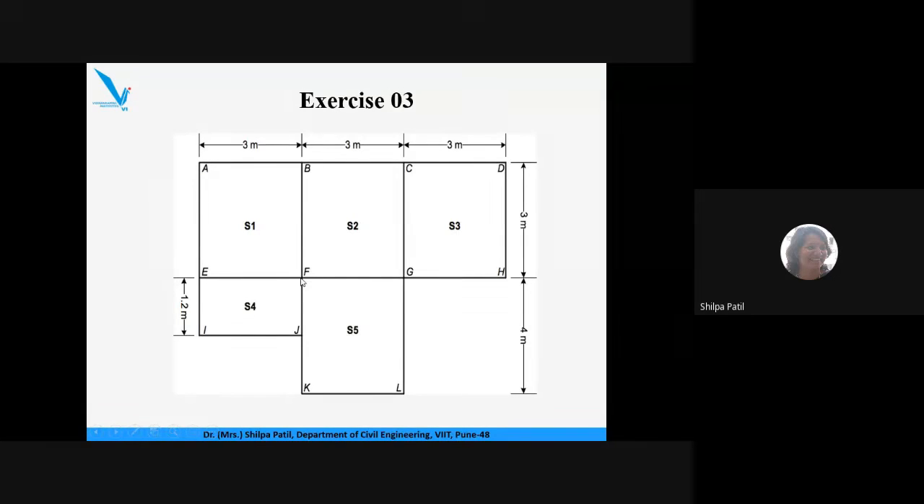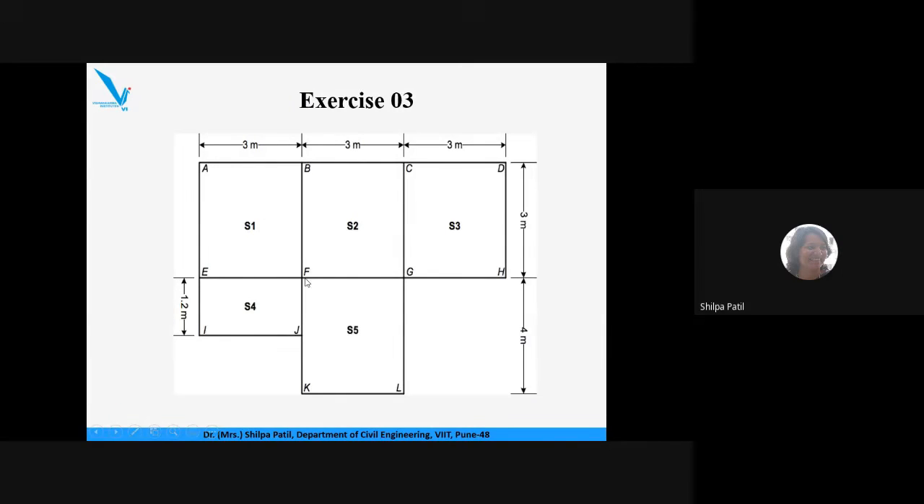So for designing column F here, I have to find out what is the reaction coming from BF, what is the reaction coming from EF, what is the reaction coming from KF or JF, and what is the reaction coming from GF. And the addition of all these four reactions will be the total load acting on my column located at F. And for that load, I am supposed to design the column. This is the actual process.